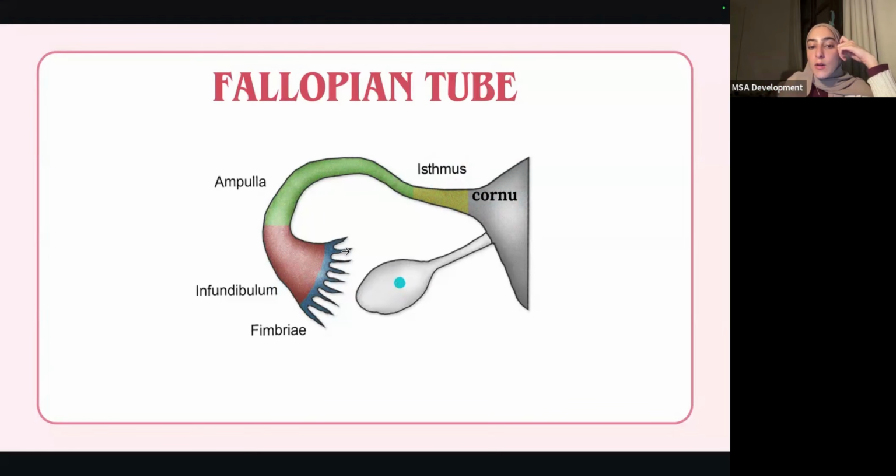This is why they have these hair-like structures, but it's not attached to the ovary. It's not directly attached. The ovary is kind of floating. Isthmus, ampulla, infundibulum, and fimbriae. Okay, the fimbriae is the last part of the fallopian tube.